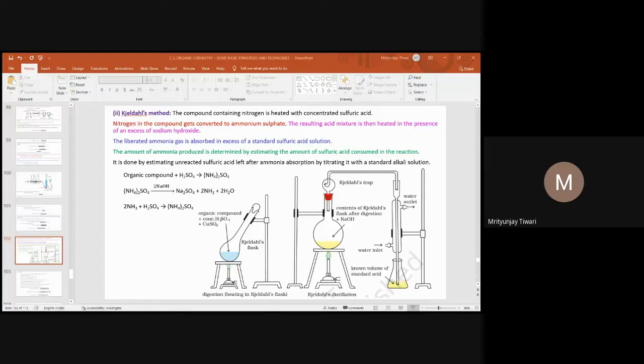And we can find out what amount of sulfuric acid is consumed by estimating what amount of sulfuric acid is not consumed, unreacted. As I said, it is done by estimating unreacted sulfuric acid left after ammonia absorption by titrating it with a standard alkali solution, a standard NaOH solution. So this is what we do here. The difference between the initial amount of acid taken and that left after the reaction gives the amount of acid reacted with the ammonia.